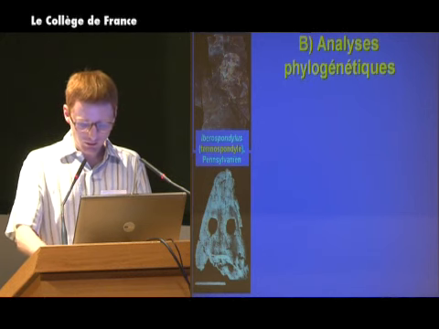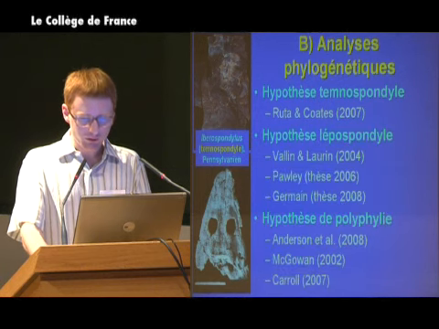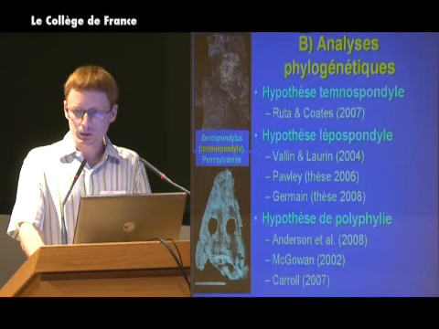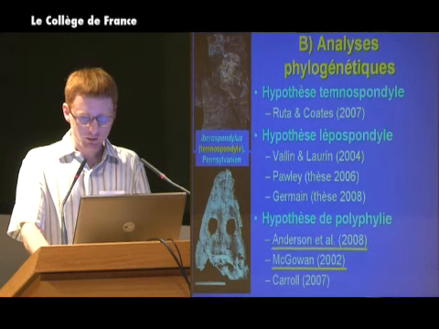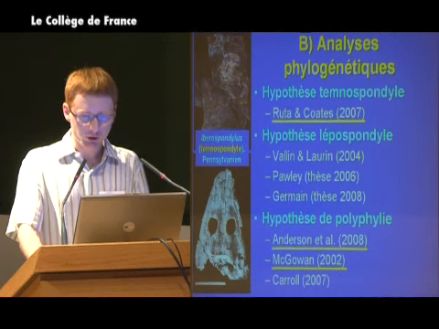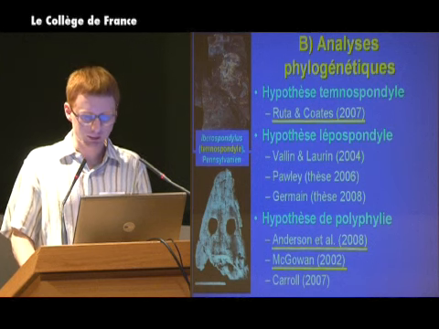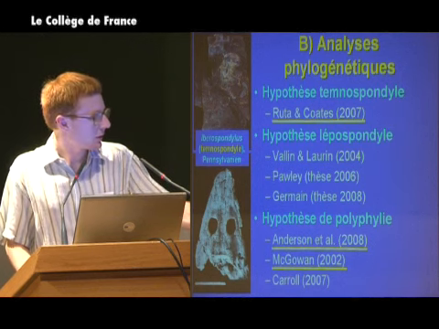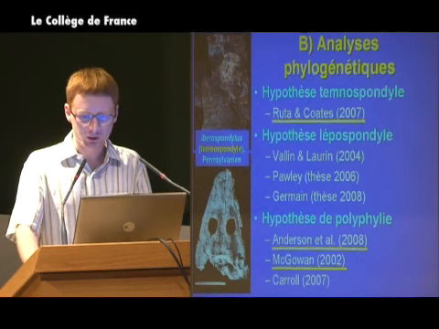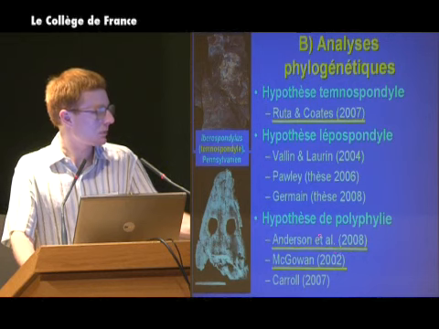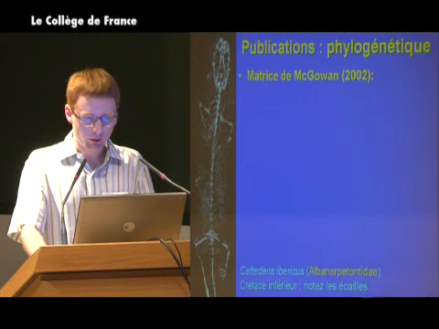The direct approach. All three groups of hypotheses have been supported by published phylogenetic analyses recently, and we looked at the matrices of these three papers to find out why they give such different results. I must add that McGowan and Carroll found a very special version of the polyphyly hypothesis, which differs a lot from the more classical one by Anderson and colleagues. Out of this we got two papers.